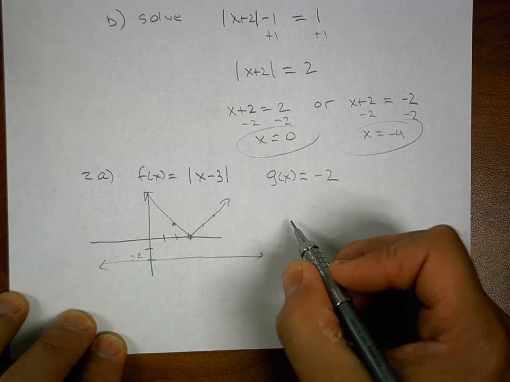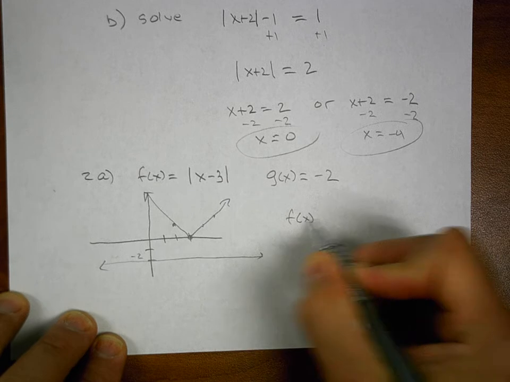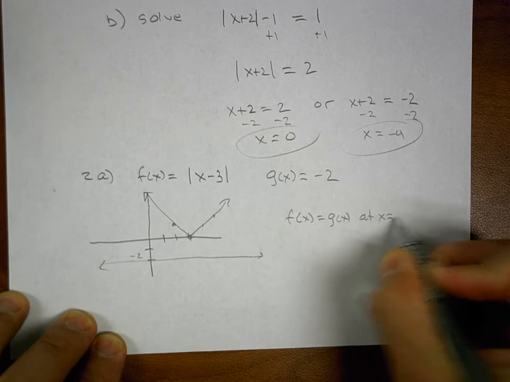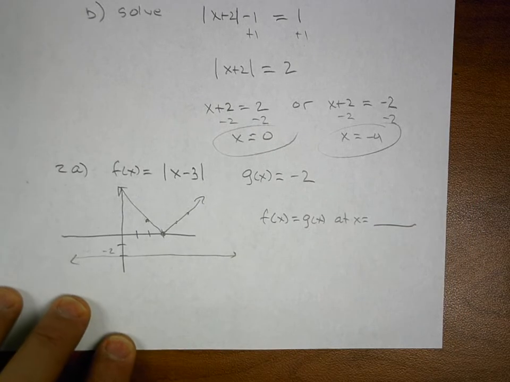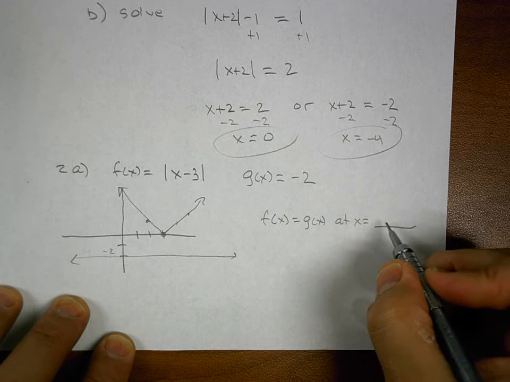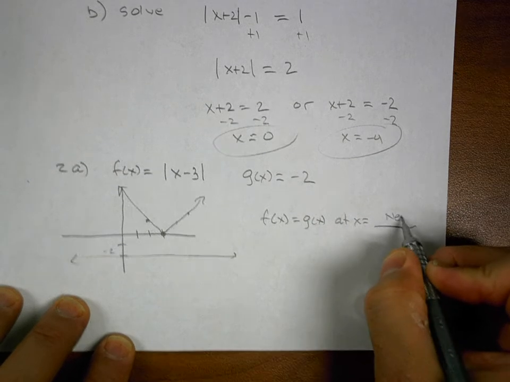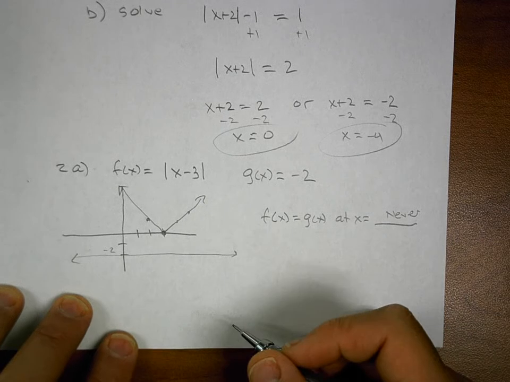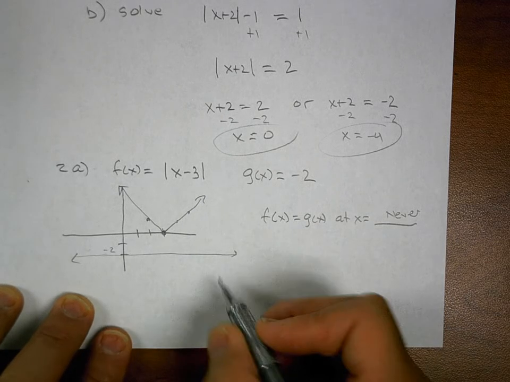Okay, but I'll ask it. It'll be written this way. F of x equals g of x at x equals blank, just like your homework. But they don't share any, so we'll just put never. They don't share anything. They don't touch. They don't intersect. But let's go ahead and solve this algebraically and see what it looks like.